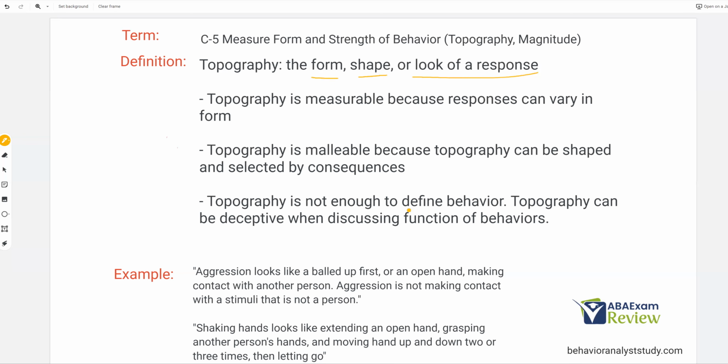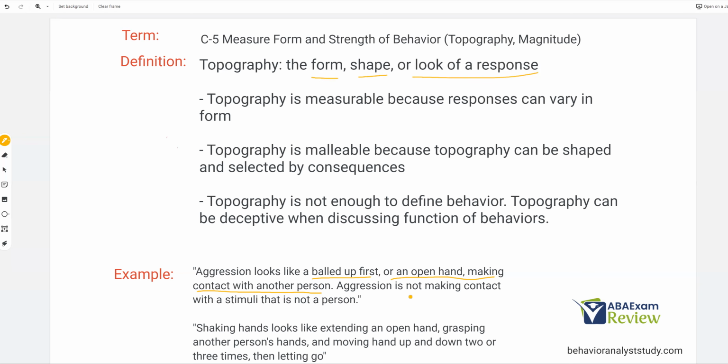And even then, it's deceptive because we can have behaviors or responses with the same topography and they serve very different functions. You've got to be very careful when writing your definitions, and you want to be as precise as possible. And topography and magnitude give us more leeway and give us more ways to be precise. So for example, aggression looks like a balled up fist, or an open hand making contact with another person. Great. We know exactly what aggression looks like.